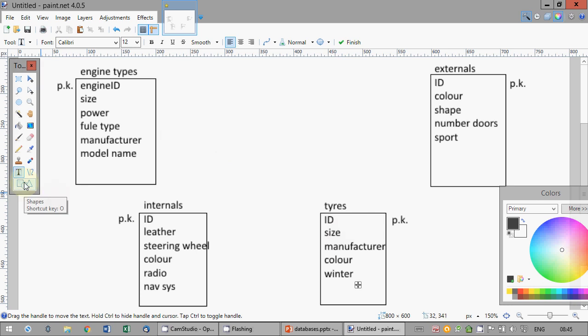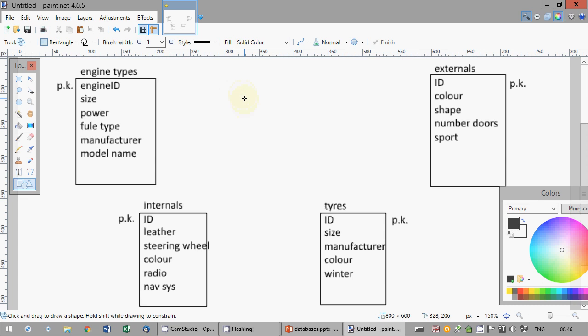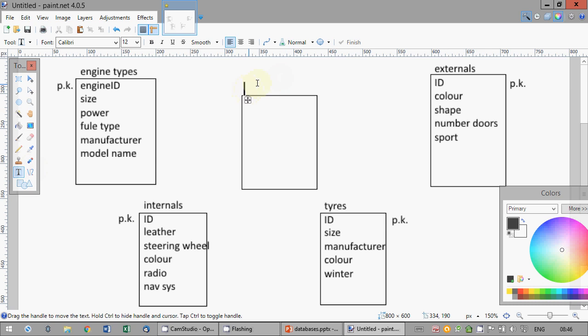When you buy a car, what should this database do? This database should choose one engine type, one external setting, one internal setting, and one set of tires. The tires are always 5, so, and join them together into a super junction table here, which we will call cars. Okay, ID, engine, external, internal, tires. That's it. Primary key, it's this one.